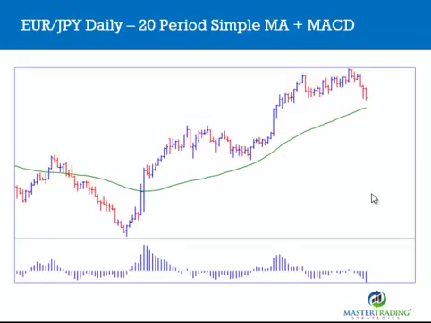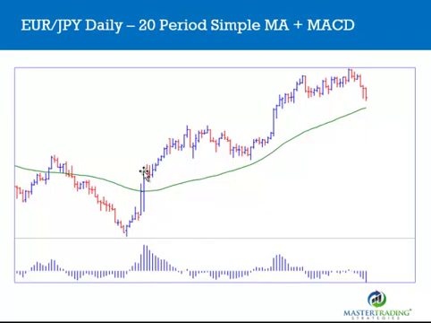So have a look at this. This is a Euro Yen. It's a daily chart, 20-period simple moving average with the MACD. So what we're looking for is for the market to close above the moving average when the MACD is bullish, as you can see here.